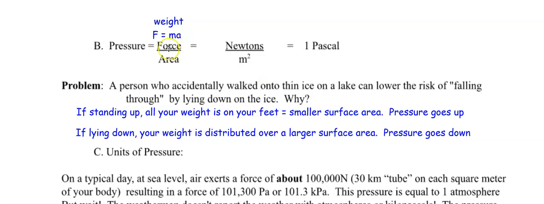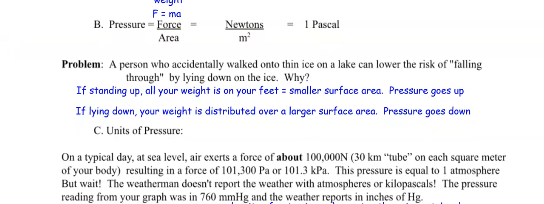All right, so units of pressure. Okay, so here we go. On a typical day at sea level, the air exerts a force of about 100,000 newtons on each square meter of your body, from a 30-kilometer tube of air above it. This results in a pressure of 101,300 pascals, or 101.3 kilopascals.